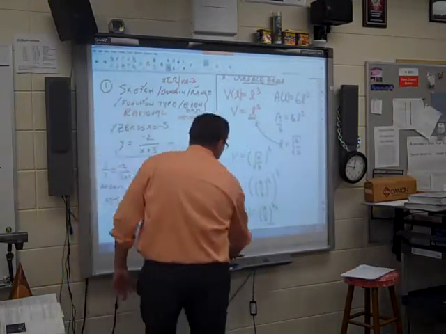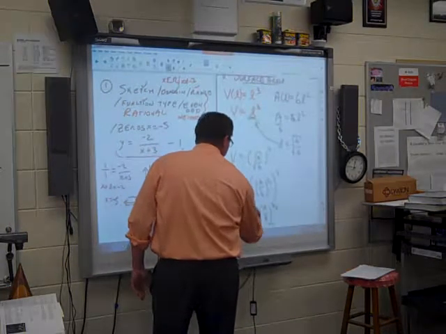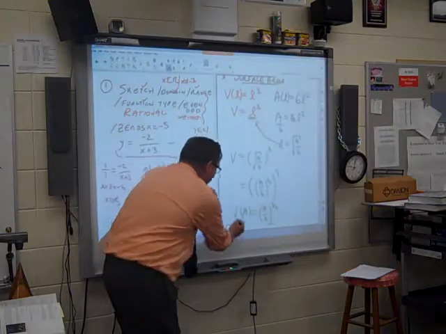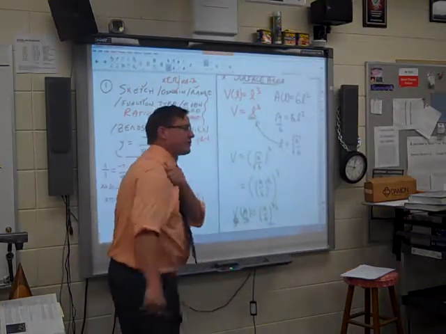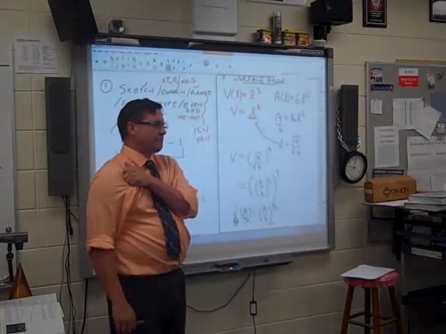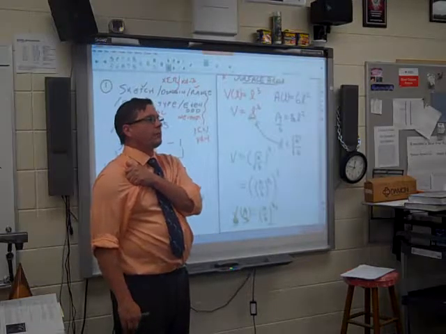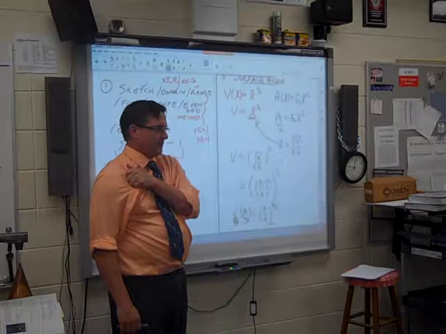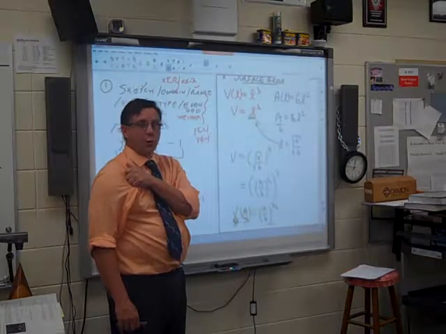And now it's not V of L. That's the wrong notation, right? Whoops. It now is V of A. I find the volume based on you giving me the surface area. This would only work for what? A cube. It would only work for a cube.